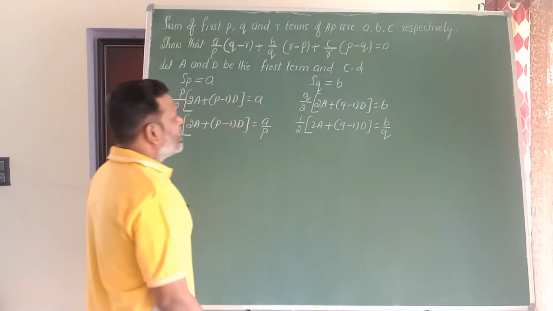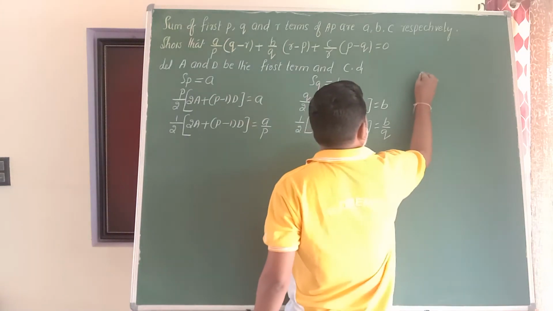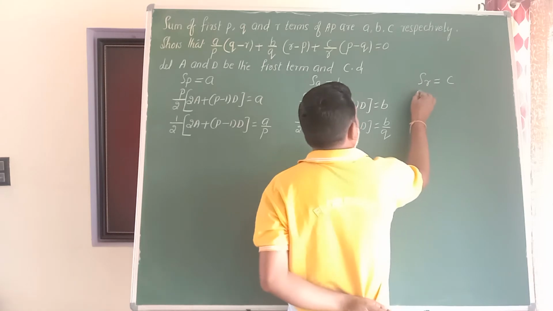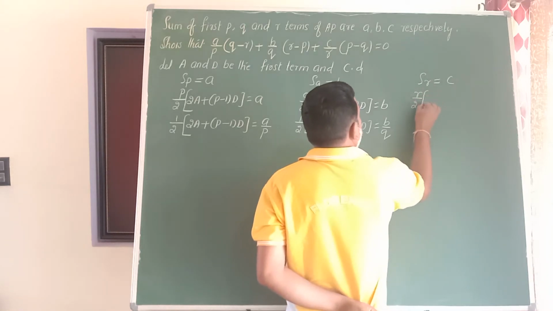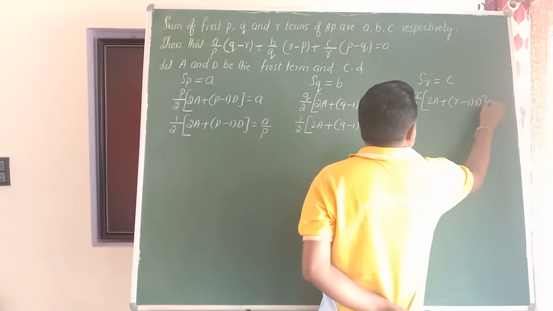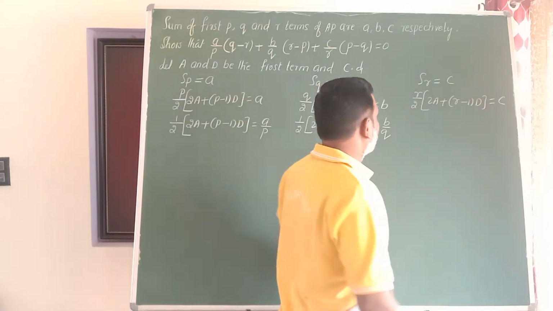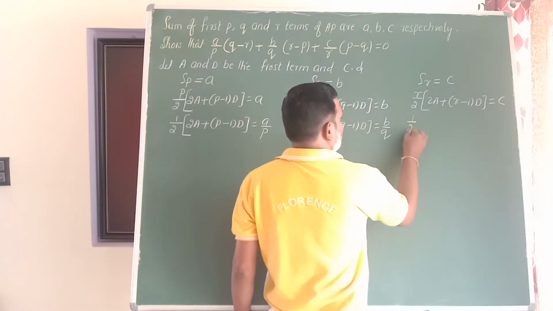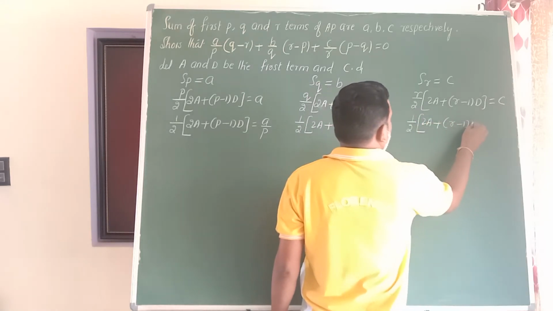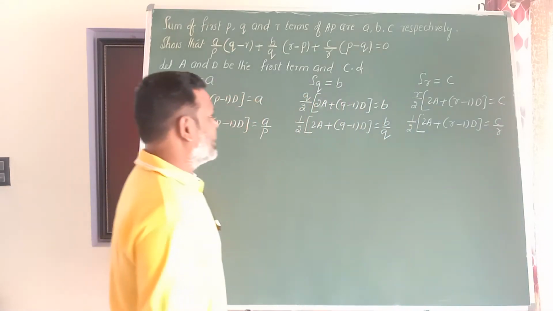And the third one: the sum of the first R terms is c. That means SR is equal to c. SR means the sum of R terms, which is R by 2 into (2A plus (R minus 1) into D), equal to c. Actually, we want c by R, therefore cross multiply R there. Then 1 by 2 times (2A plus (R minus 1) into D) is equal to c divided by R. These are the three required things.